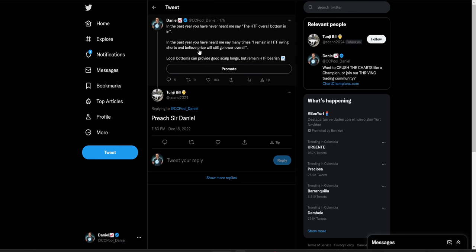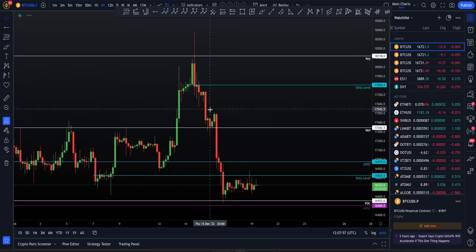And I just want to emphasize this really greatly. In the past year, you have never heard me say that the higher time frame overall bottom is in. I have never said that. In the past year, you have heard me say many times, I remain in higher time frame swing shorts, and I believe the price will still go lower overall. Local bottoms and highs, of course, can provide good scalp opportunities. Here we're talking about longs, but I can still remain in that higher time frame bearishness.